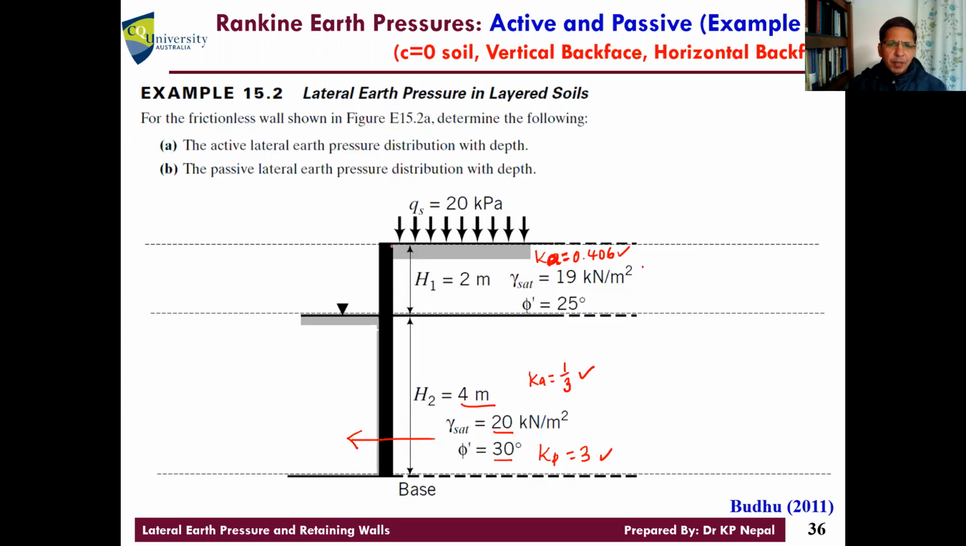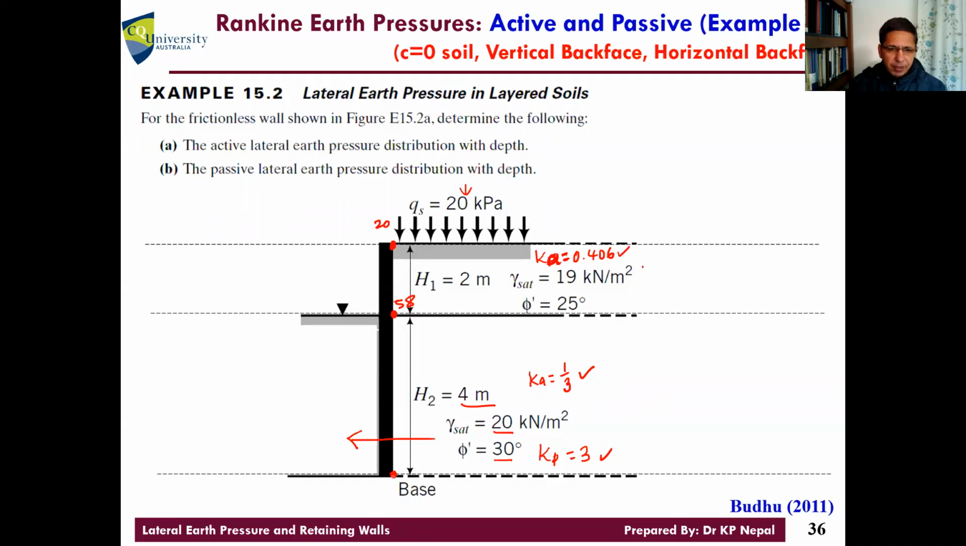Okay, let's calculate the pressure here. What will be the vertical pressure at this point? Is it 20? Do you understand this? Because there is a surcharge of 20. So pressure at this point is 20. What will be the vertical pressure at this point? Just calculate the vertical pressure only. 20 plus 19 times 2. 58, right? I'm just calculating the vertical pressure only so that it will be easier for me to calculate horizontal pressure later.